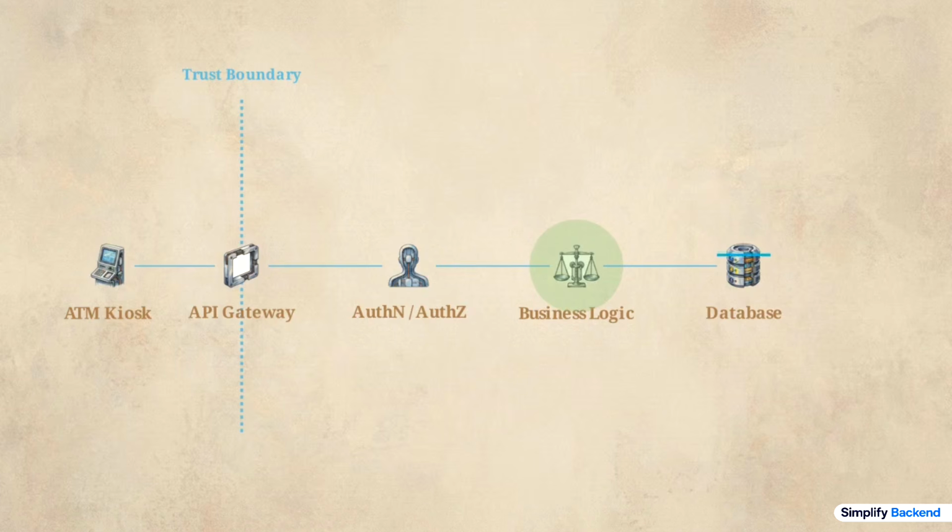Upon passing, it reaches the database interaction phase. The system permanently updates the financial ledger to reflect the new, lower balance. Only after this record is secured does the server send the command back to the ATM to dispense the cash.